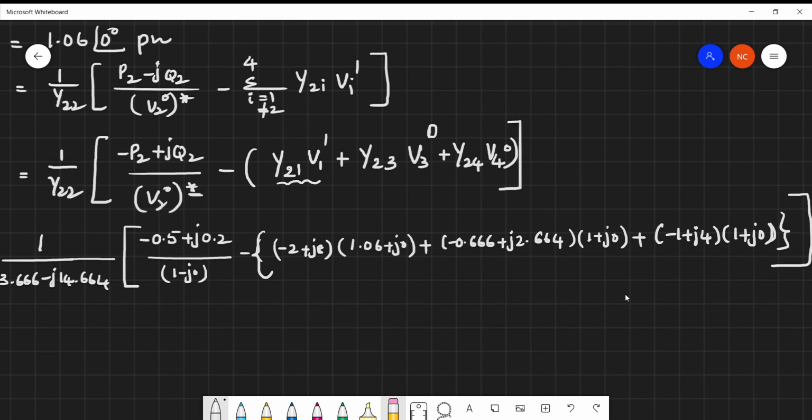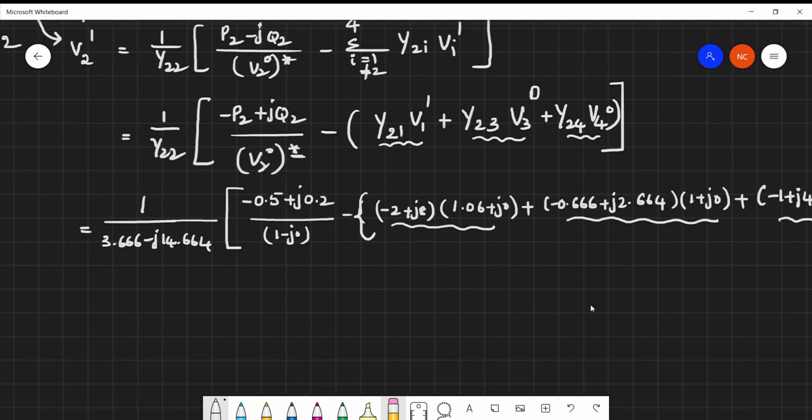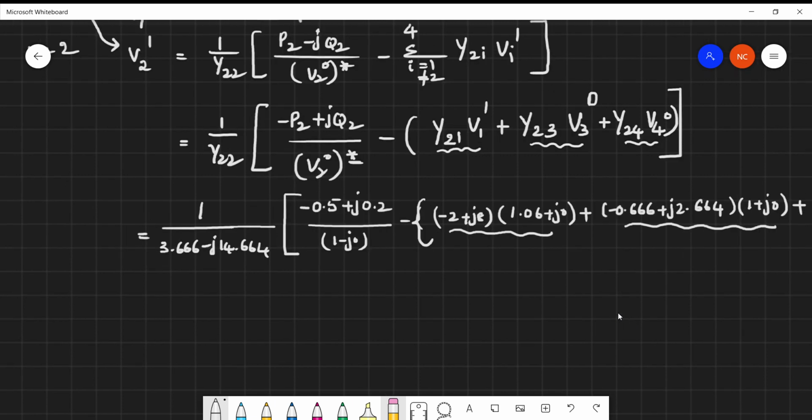This portion is this one, this portion is this one, and finally this is the one. Okay, so with simple calculations we will be getting the updated voltage for bus 2, whose value is 1.0119 minus j0.0290 per unit.